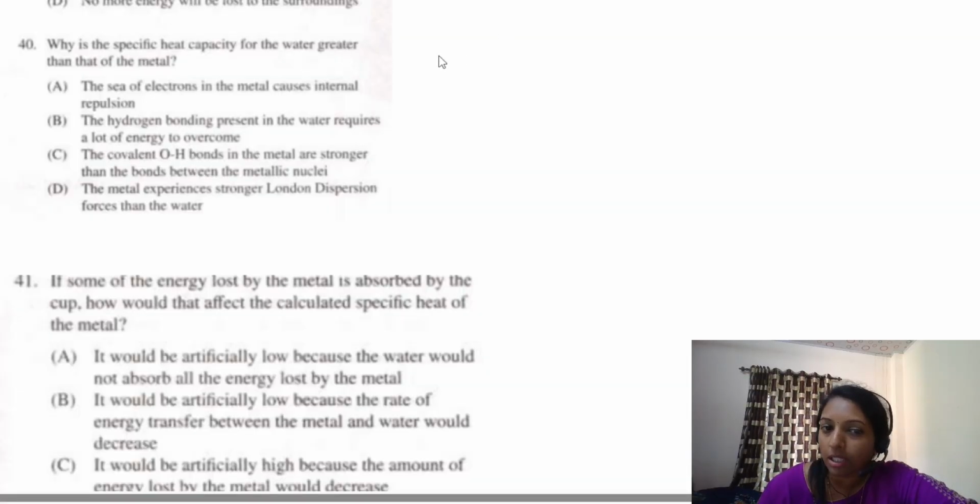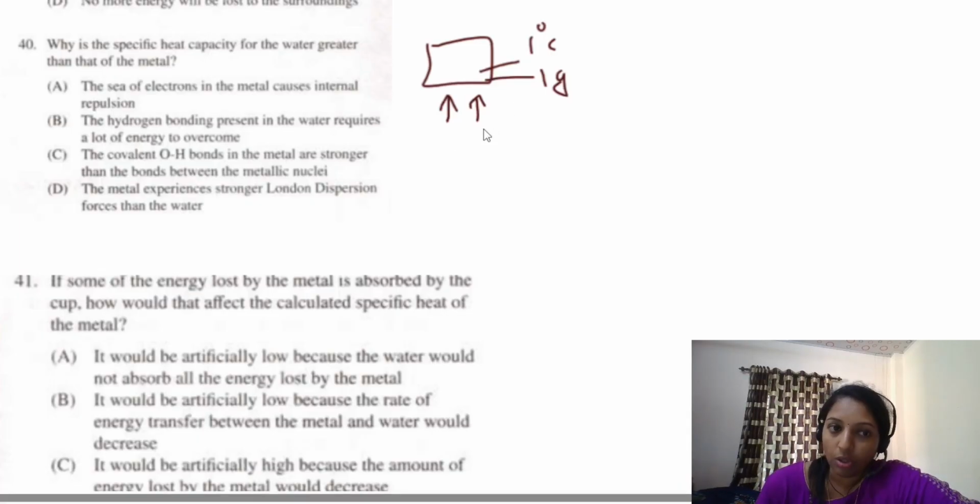Why? What is the specific heat capacity? You know, when you are providing heat energy, what is happening? Their temperature is increasing. So how much energy is needed for raising 1 degree Celsius for 1 gram of a substance? Isn't it? That is the specific heat capacity. So a higher specific heat capacity in water means a change in temperature demands more energy.